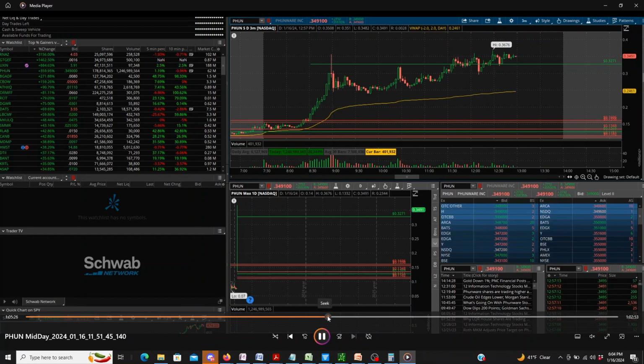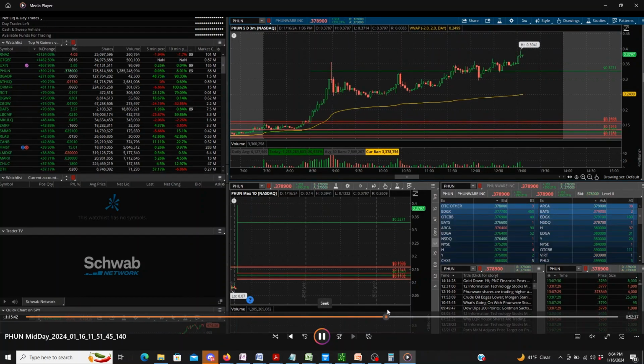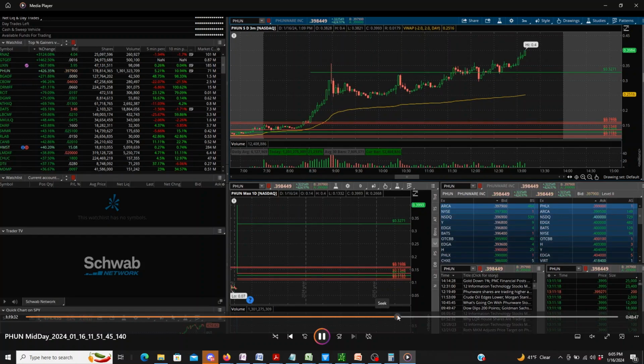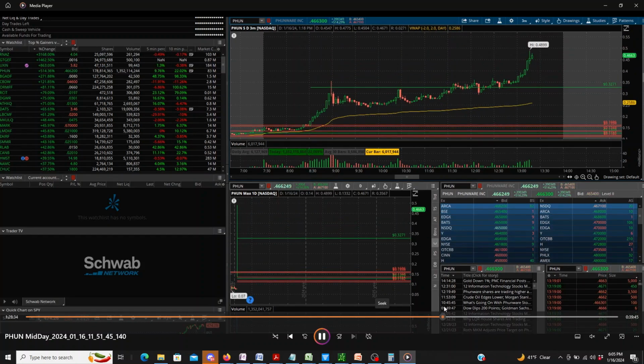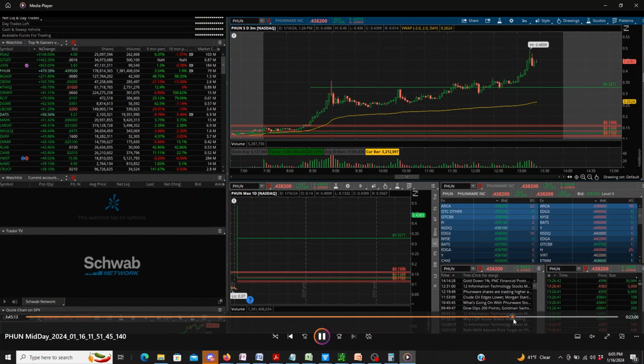Now the other thing too in here is I did not have my dashboard of my other stocks that were moving along right here, and that's normally what I do. I normally have a dashboard of the sympathy plays to see how they're trading, because none of this was working by itself. And then it just went.